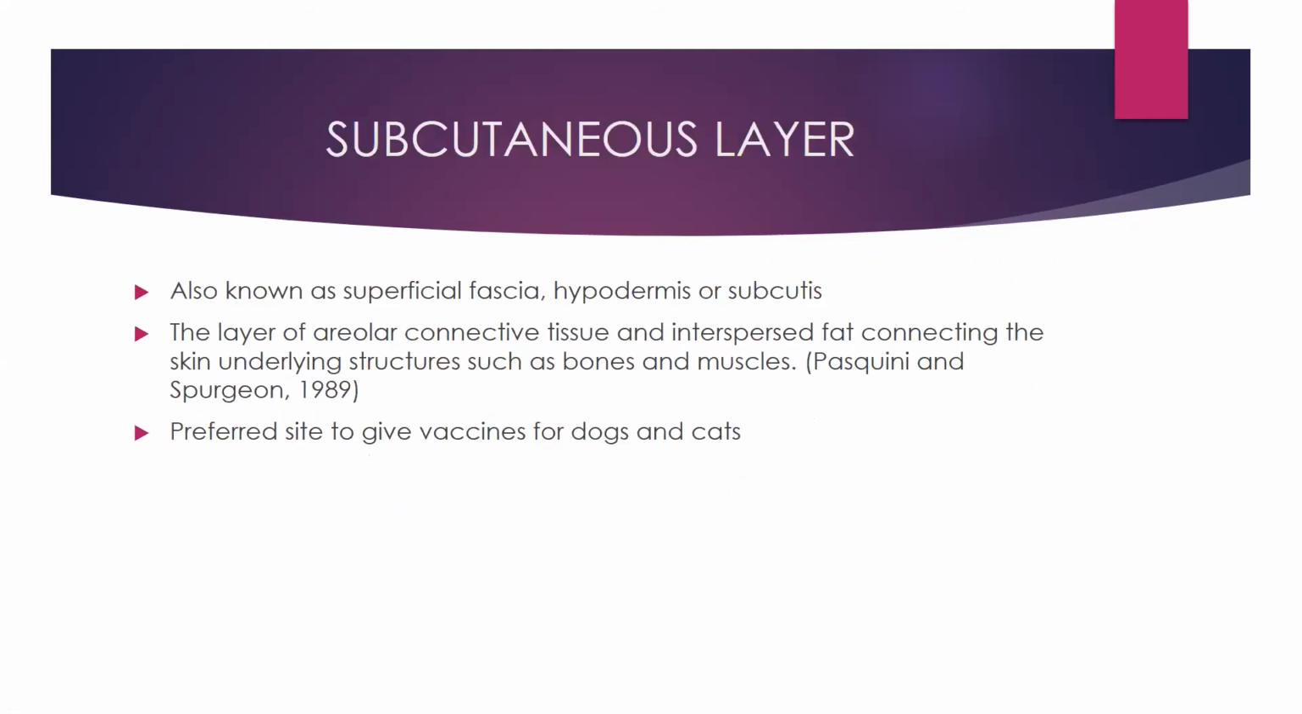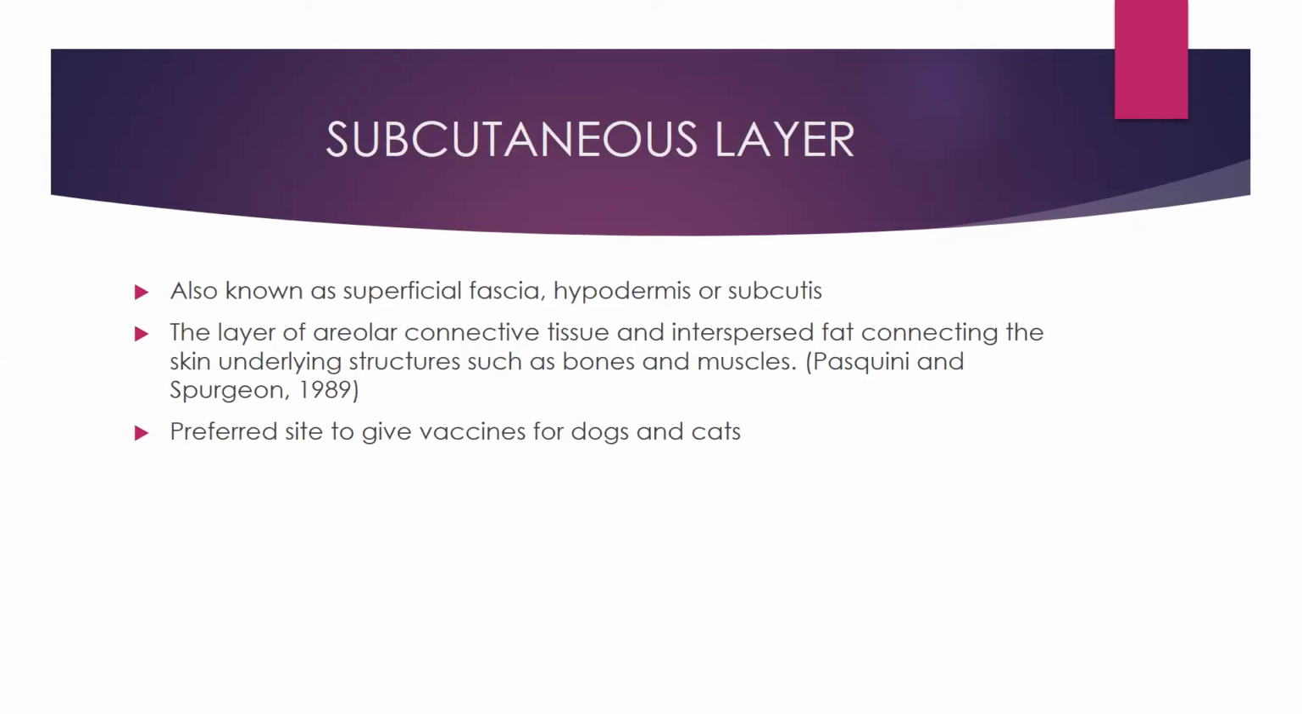Subcutaneous layer, also known as superficial fascia, hypodermis, or subcutis. This is the layer of areolar connective tissue with interspersed fat that connects the skin to underlying structures such as bones and muscles. And this is our preferred site when we give vaccinations.